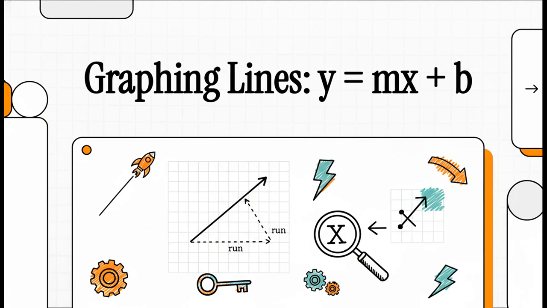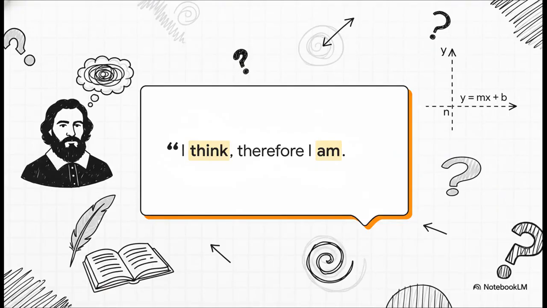Hey everyone! Today we're going to crack a code that turns confusing algebra into crystal clear pictures. We're talking about graphing lines. And believe it or not, our story starts in a very unexpected place. We're going to start right here with this super famous quote from a 17th century philosopher. It sounds really deep, maybe even a little mysterious.